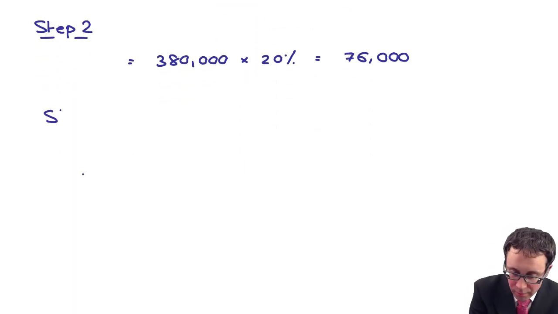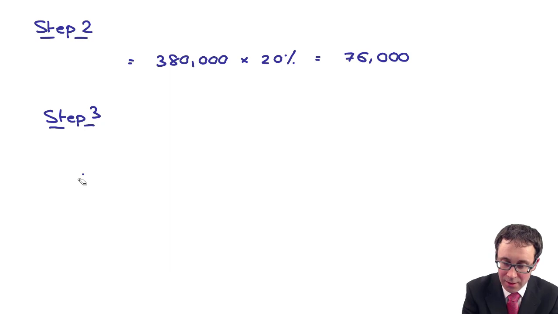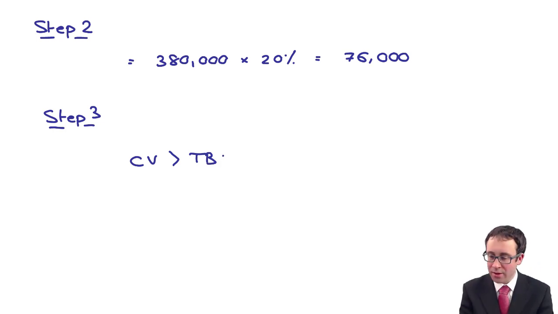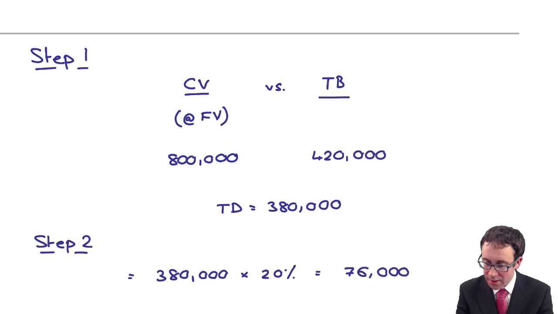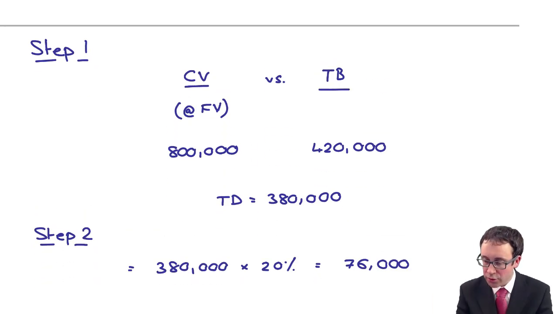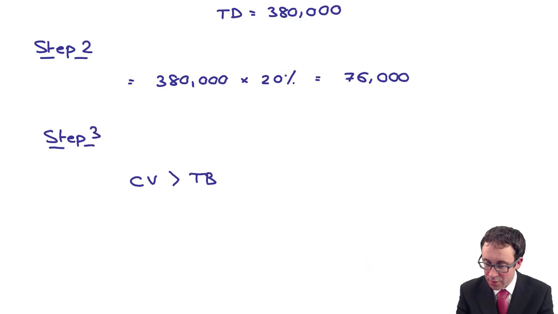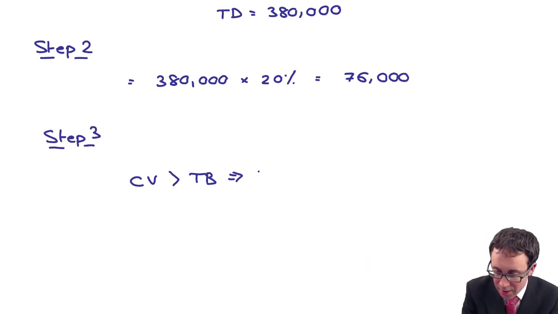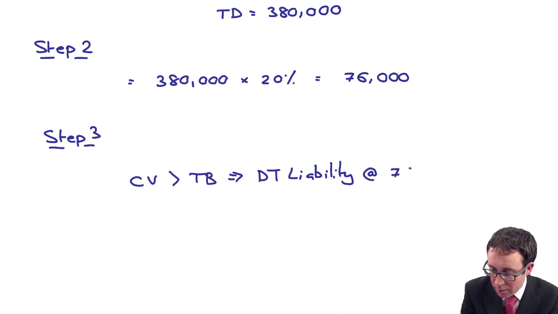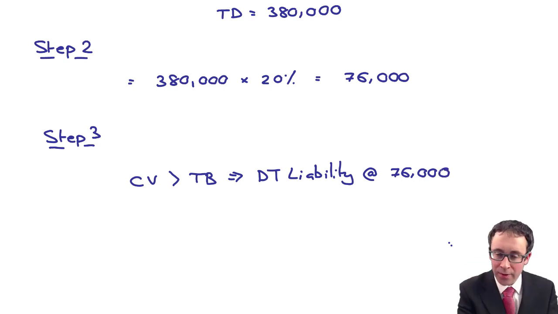Step 3 is to determine whether that is an asset or a liability. So what you have here is the carrying value is greater than the tax base, isn't it? The carrying value at the top there is 800,000. Tax base is 420. So carrying value greater than tax base means that we have a deferred tax liability at 76,000, don't we? Okay.